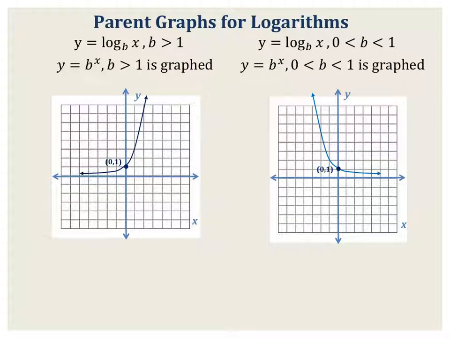Last but not least, for the new notes, parent graphs for logarithms. Now, we discussed that the graph of an inverse reflects over this diagonal. So we're going to be thinking about this inversely. We also know that the domains are opposite. So domain and range are opposite. That means (0, 1) is on this exponential graph, so (1, 0) right there is on the logarithm.